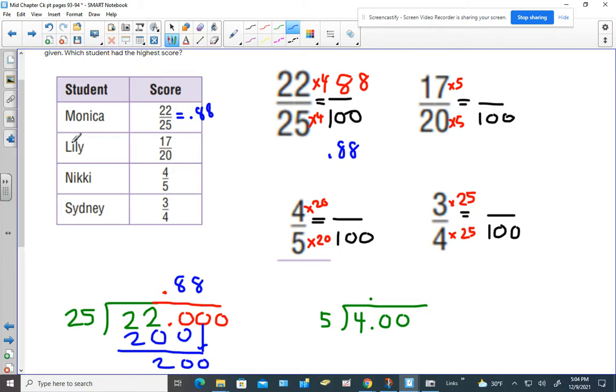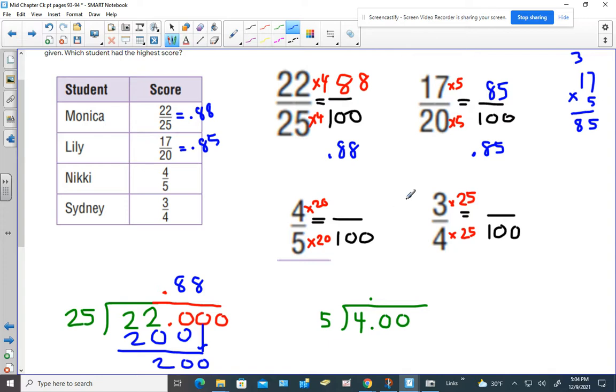Now if we look at Lily, she has 17 out of 20. Now if we finish this product right here and figure out what 17 times 5 is to get this missing number, this times this is 35. This times this is 5, plus this would be 8. So this is 85 hundredths. That's supposed to easily convert to 85 hundredths. So either one, that's the same value, but I'm going to write it as a decimal, 85 hundredths.